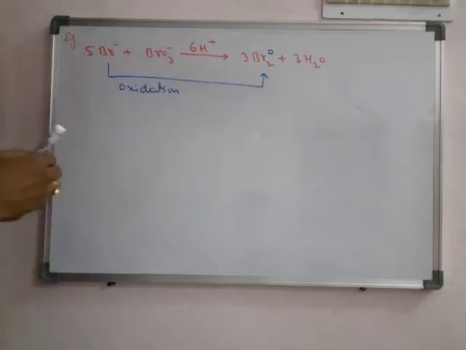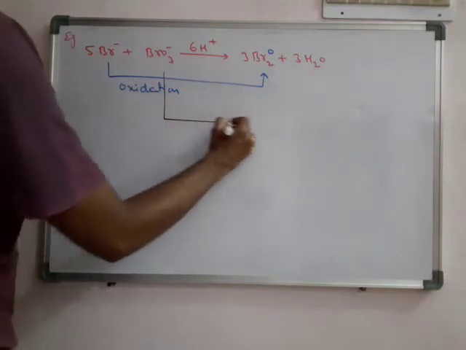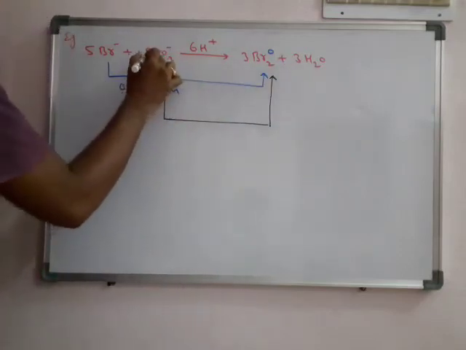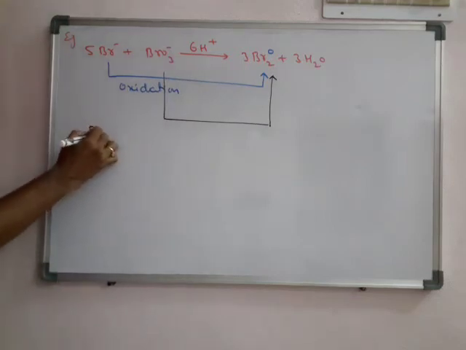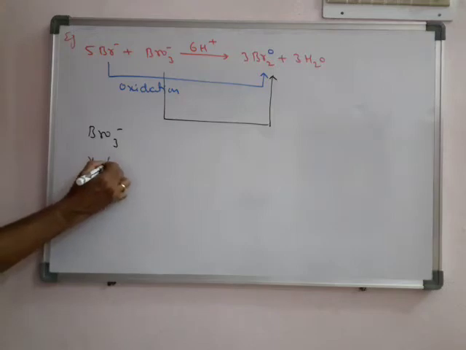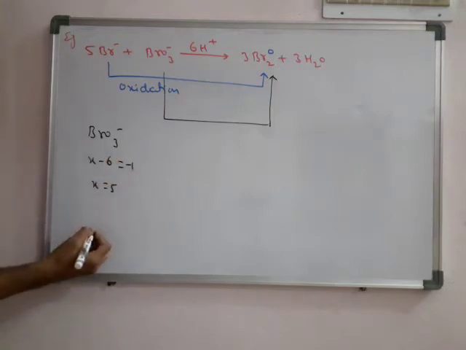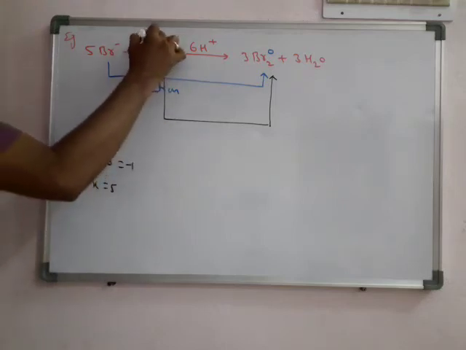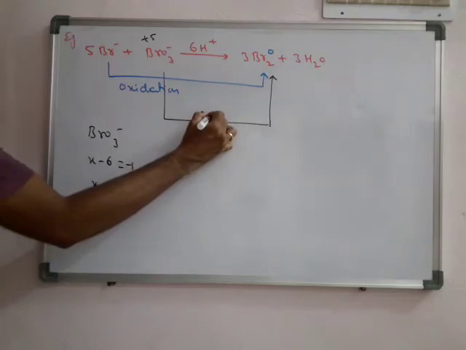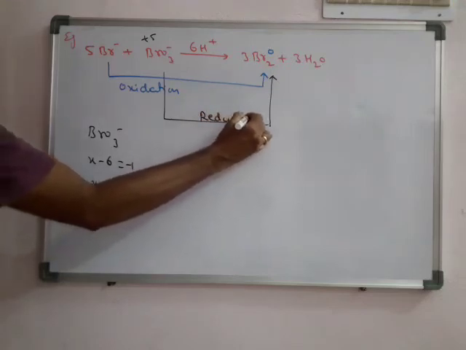What about this change? BrO3 minus becomes Br2. So what is the BrO3 minus oxidation number? What is the Br oxidation number? X minus 6 equals minus 1, so x equals 5. So here Br is plus 5, going from plus 5 to 0 means it is a decrease. It means it is a reduction.